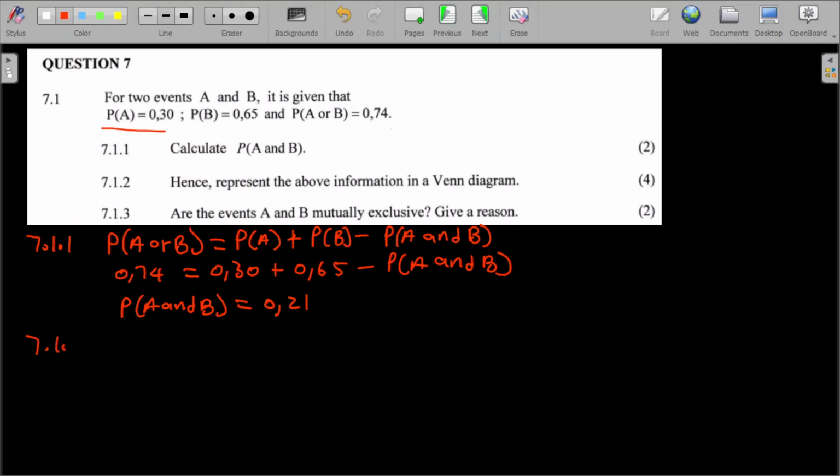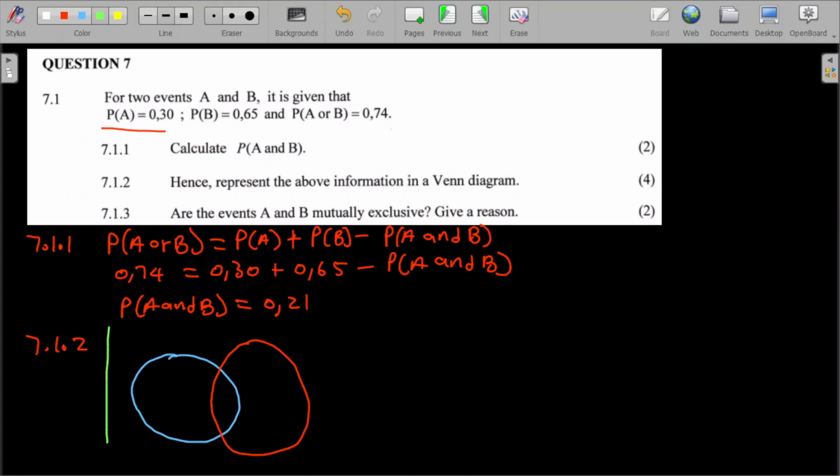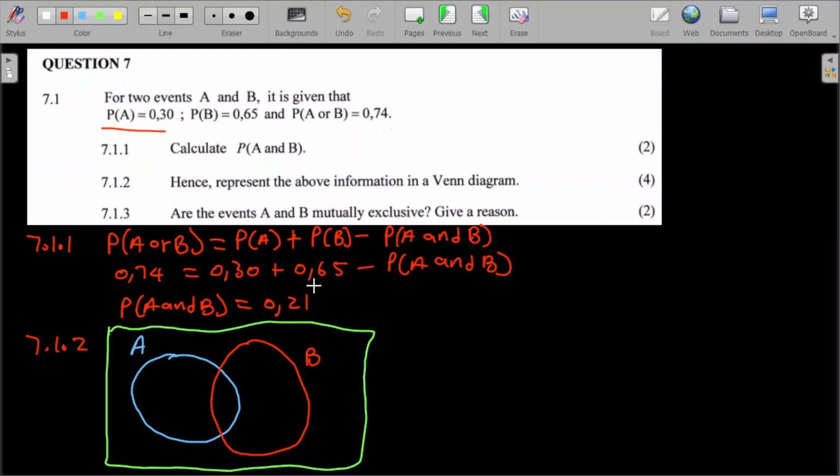So now 7.1.2. It's saying, hence represent the above information in a Venn diagram. So if we can draw our Venn diagram, let me first draw my circles. This is my first circle, and another one is my second circle. Let me try and draw my box. This is going to be my sample space. So the probability of A and the probability of B.